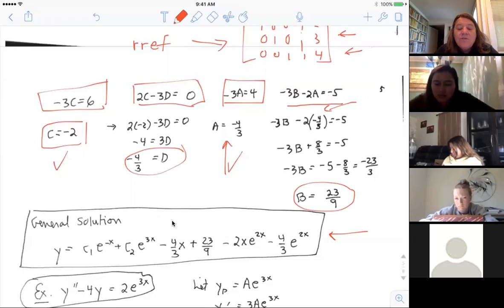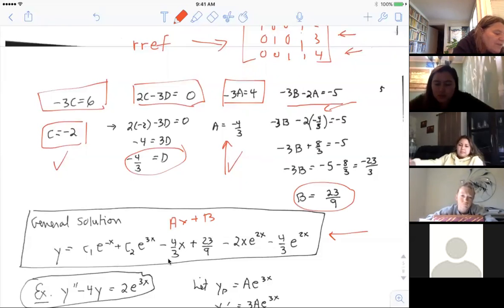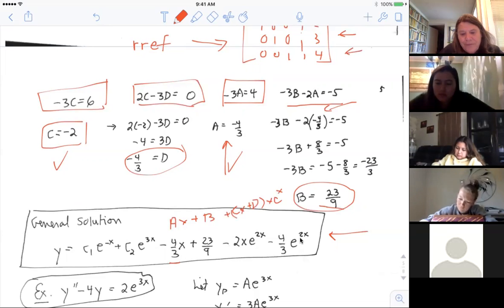Now remember what your proposed solution looked like. It looked like Ax plus B. I found out that A was -4/3, B was 23/9, and then the other one was, my guess was, and I did it in the multiplied out form, but if you remember, it was Cx plus D times x e^x. Yeah, x e^x. So when I put my C and my D in there and multiplied it out, that's what I got. You can see the -4/3 and the -2 there, the C and the D.